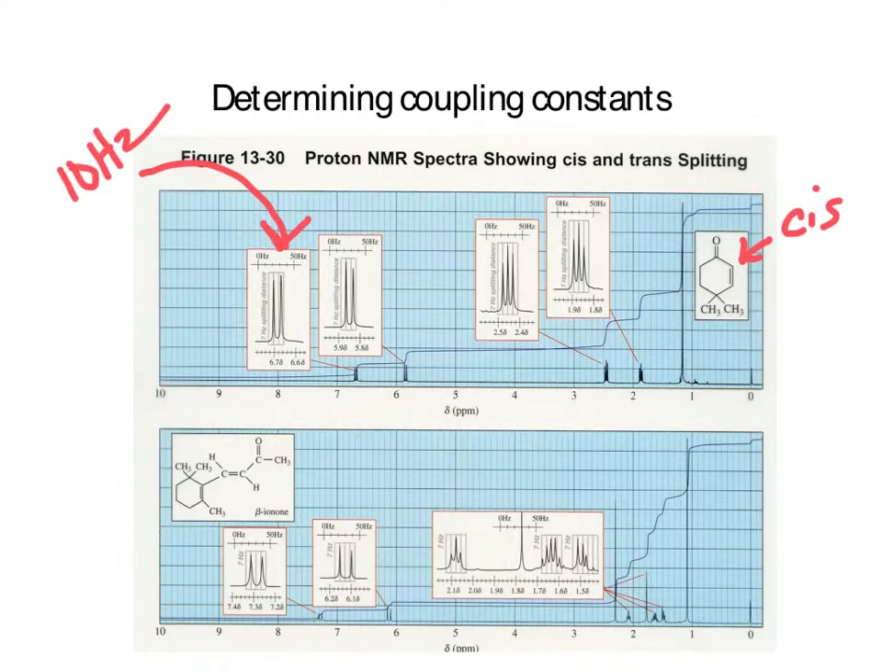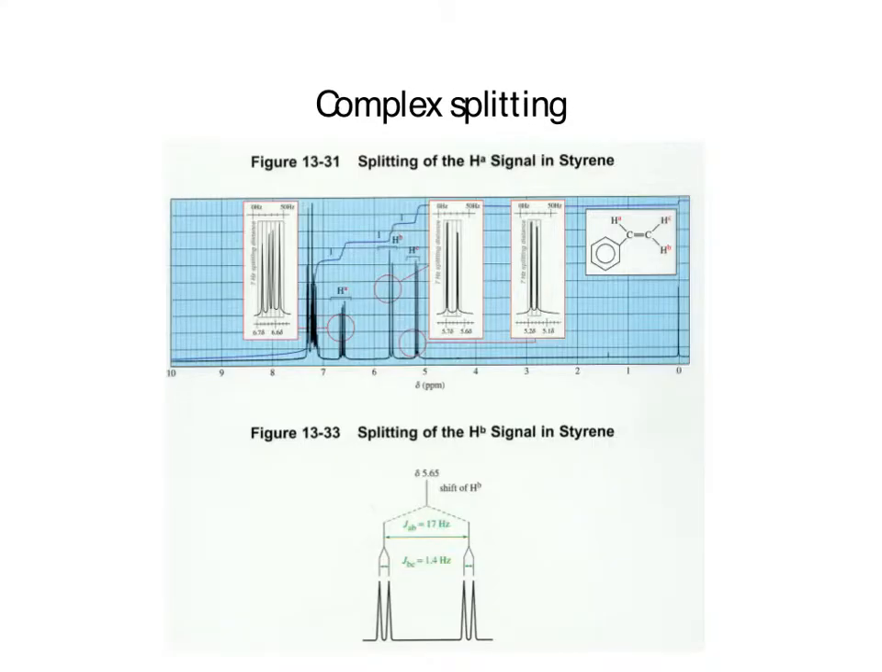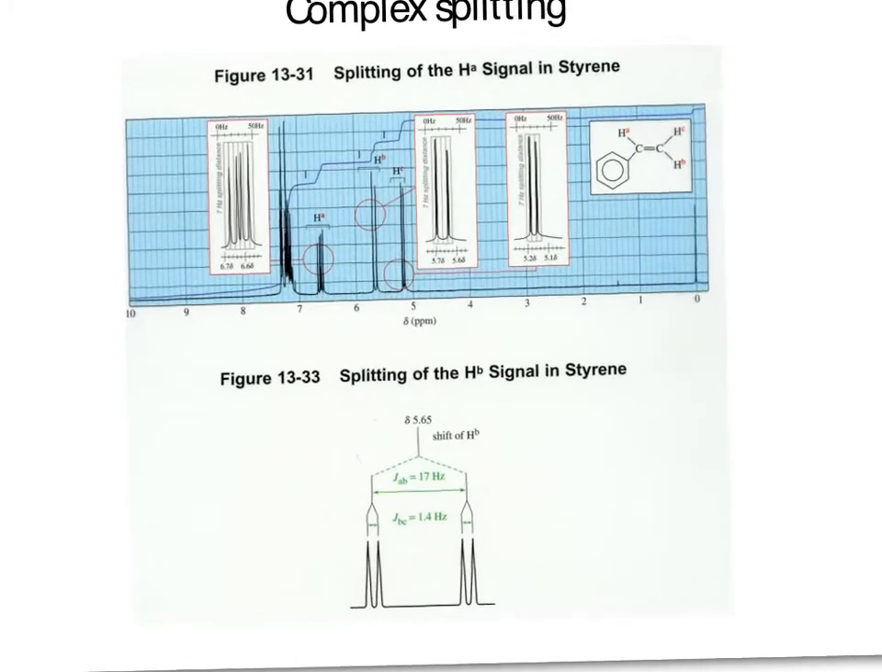I would provide you with the chemical shift that you would need, then you could calculate your own coupling constant. Again, down here we have a trans double bond, and if you did the measurements, you would see that the coupling on those two hydrogens is around 15 hertz. So we're going to move on to the concept of complex splitting.